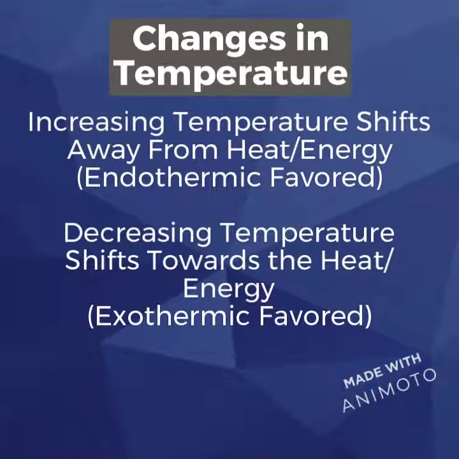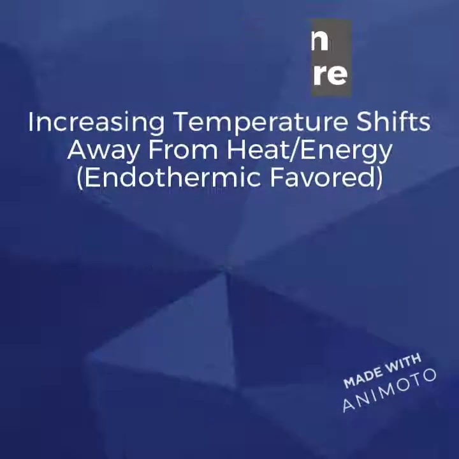Now let's look at the effects of changing temperature on equilibrium. When temperature increases, the reaction shifts away from the heat energy. This favors endothermic reactions because the added heat energy is on the reactant side, meaning it will shift towards the products when the temperature increases. When the temperature decreases, the reaction shifts towards the heat energy. This favors exothermic reactions because the heat energy is on the product side, meaning it will shift back towards the products when the temperature decreases.